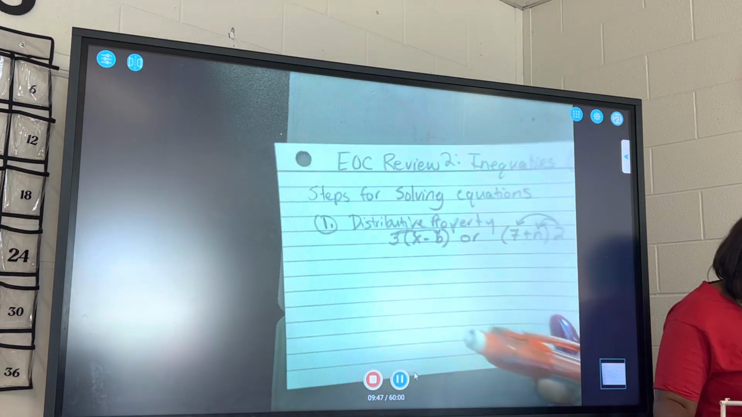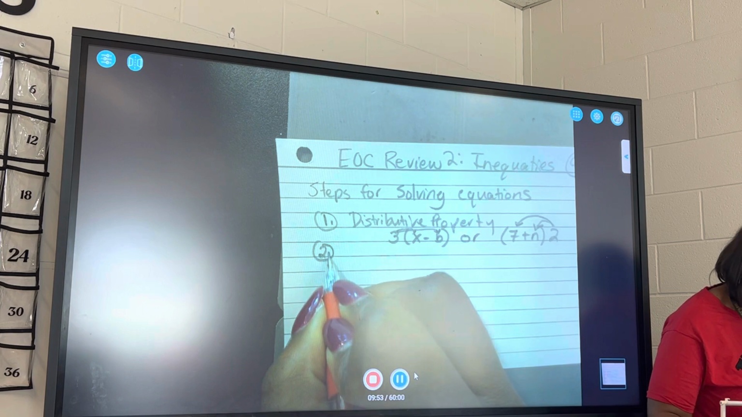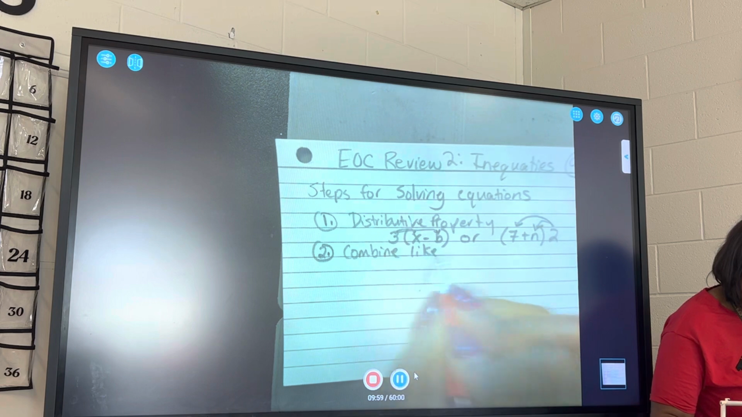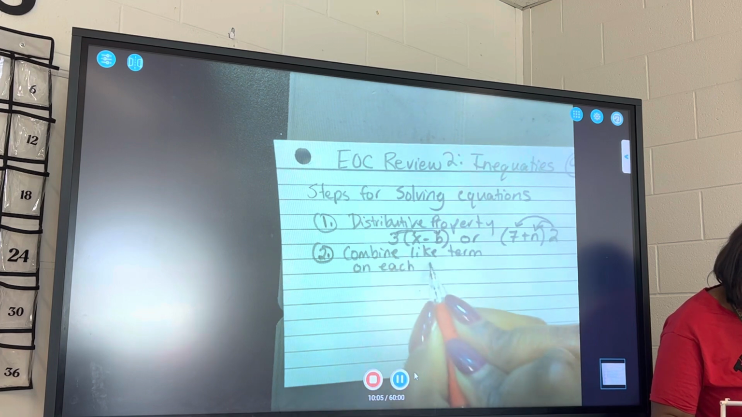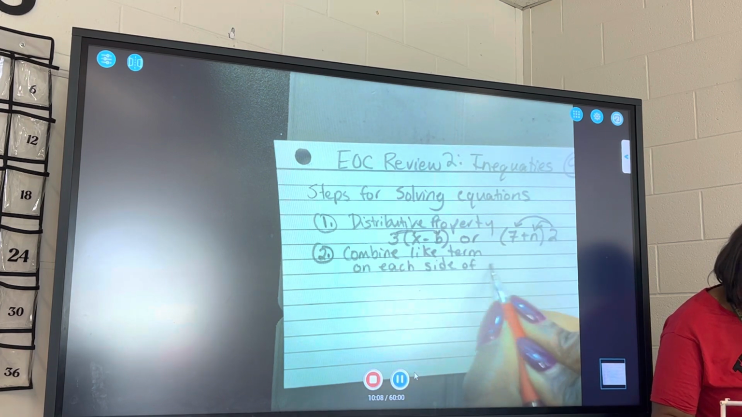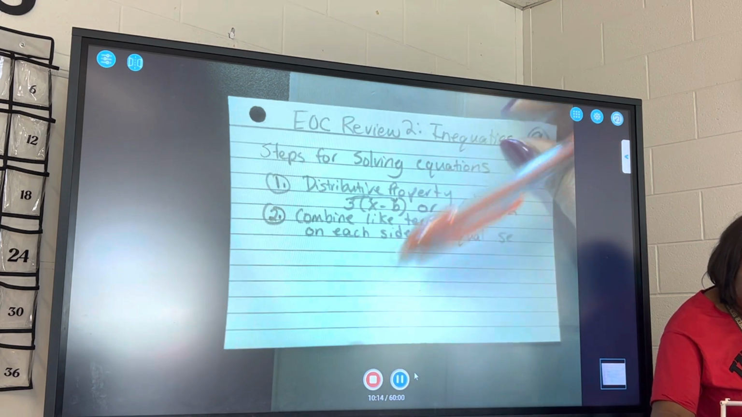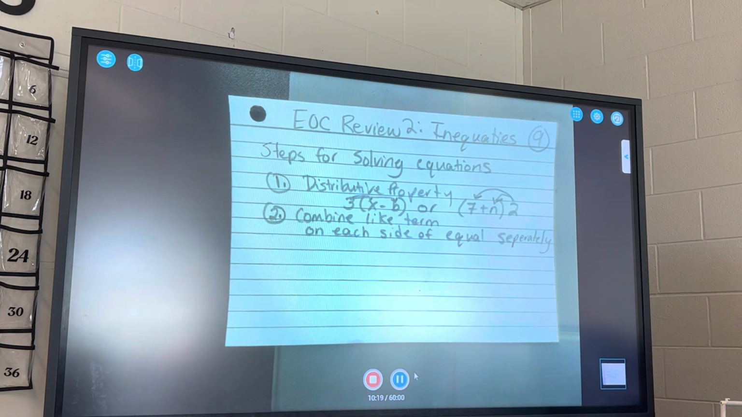Second step is to move the variables to the same side, or combine like terms. Combine like terms on each side separately. Combine like terms on each side of the equal sign separately before you start moving anything. So basically simplify both sides of the equal sign before you just start moving stuff around.